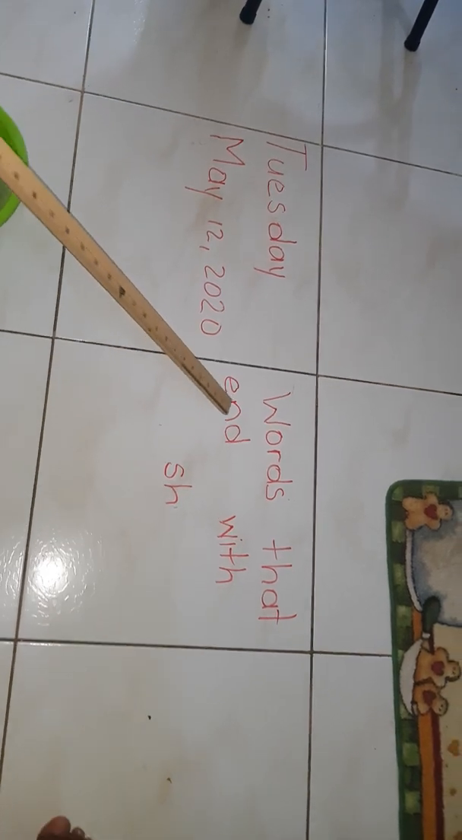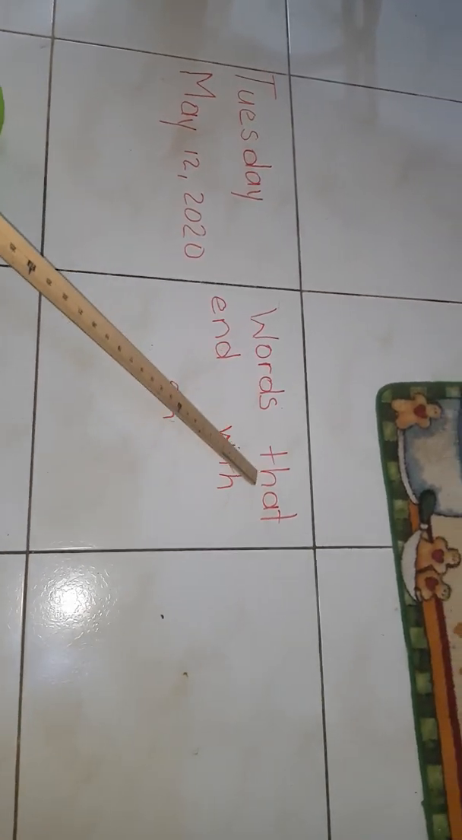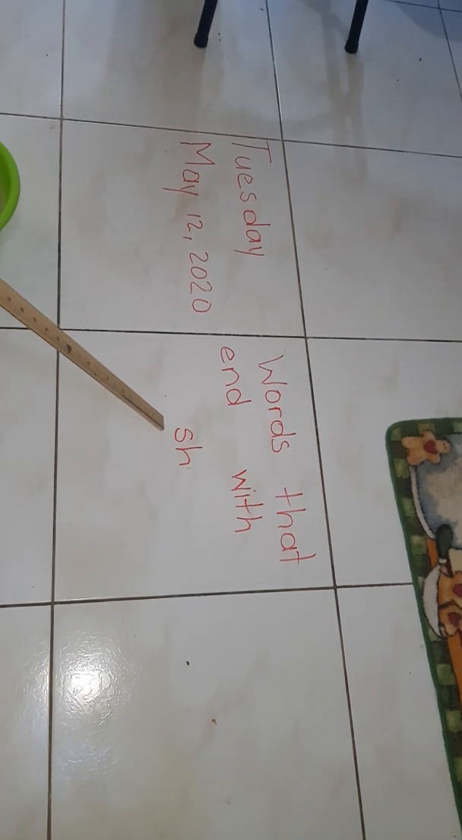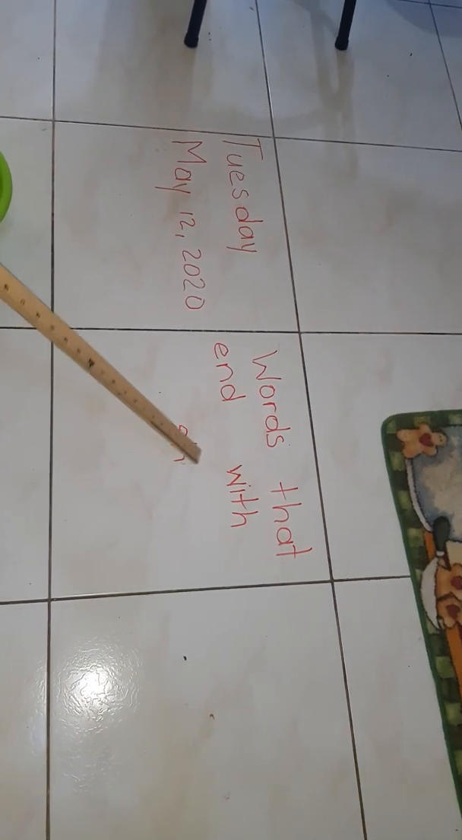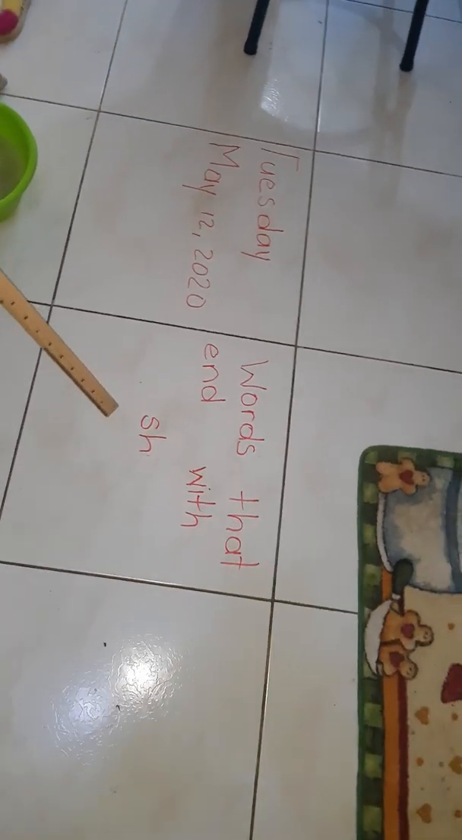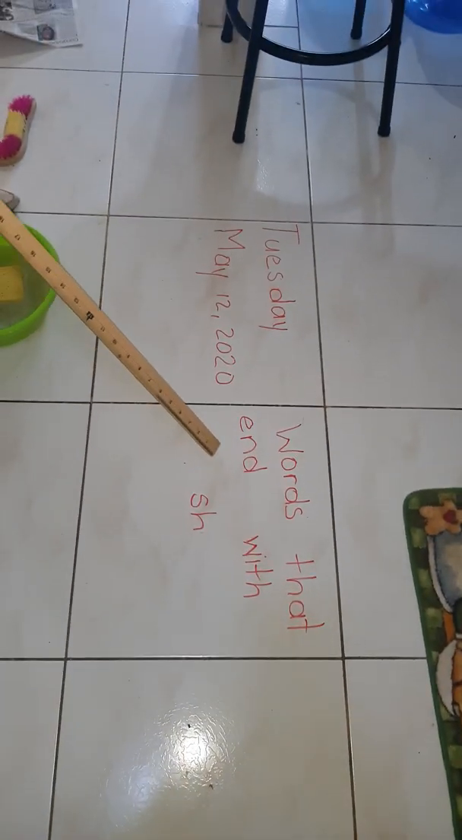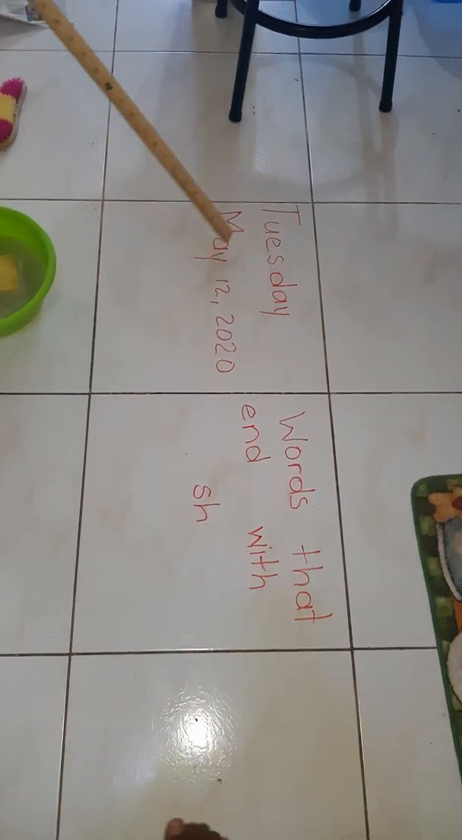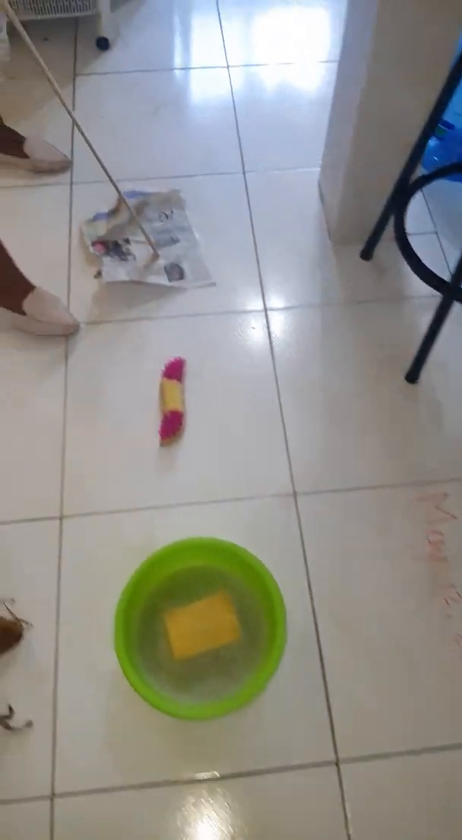And it says we're going to be doing words that end with S and H. And remember, S and H says shh. That means S and H is at the last part of the word. Now I have some items here on the floor, and we're going to be starting with this one.